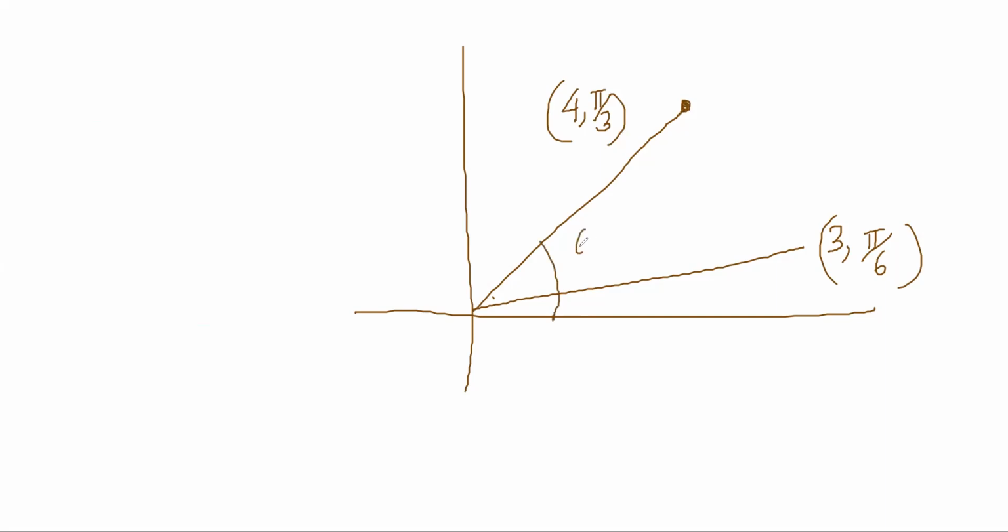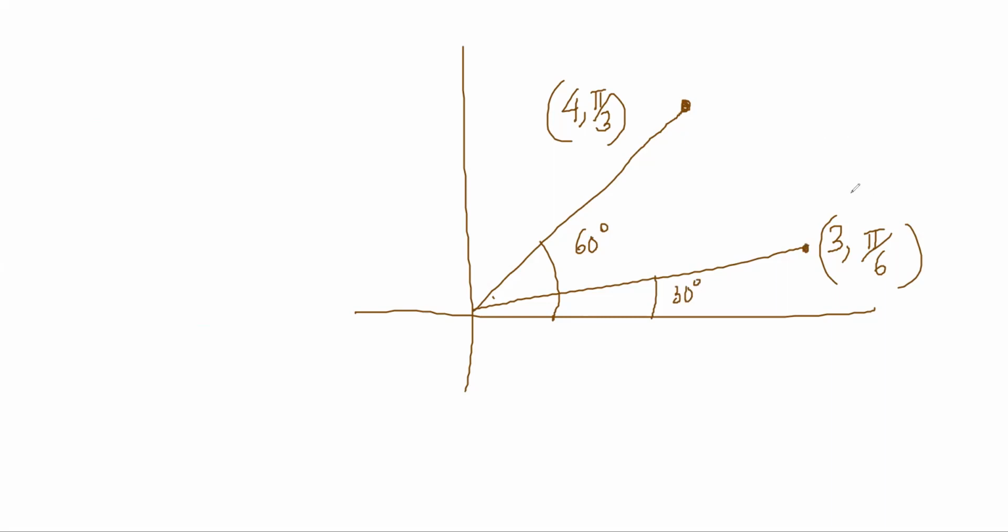One complex number is (3, pi by 6). The other complex number is (4, pi by 3). Okay. So this angle is 60, this angle is 30, right? These are my complex numbers.